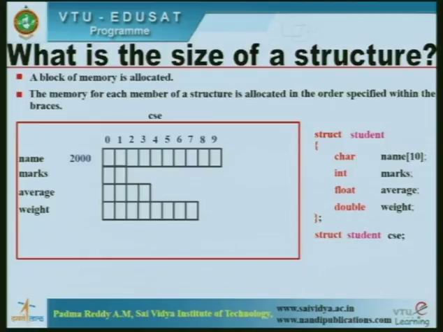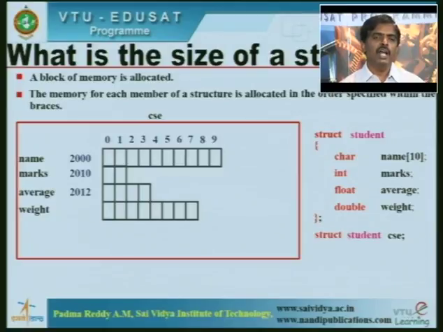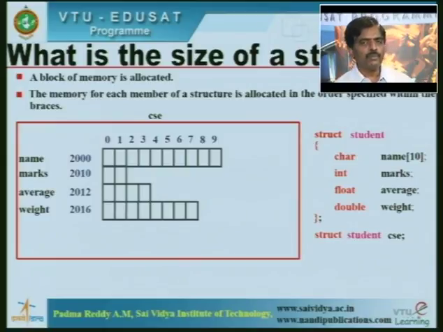Now let us see. Suppose the address of the first member is, say, 2000. The address of the second member naturally will be 2010, because it is 2000 to 2009, so totally it is 10 memory locations. So 2010 is the address of marks. What about the address of average? The address of average will be 2012. And then tell me, what is the address of weight? It is 2016.